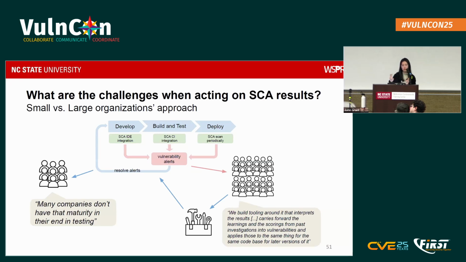So their pre-processing could be like finding out that a lot of the different vulnerabilities have the same root cause, like library A. So if they fix library A, they could propagate the results to all the related vulnerability alerts. But this requires like a separate team, and only large organizations really have the resources to maintain a tool like this.